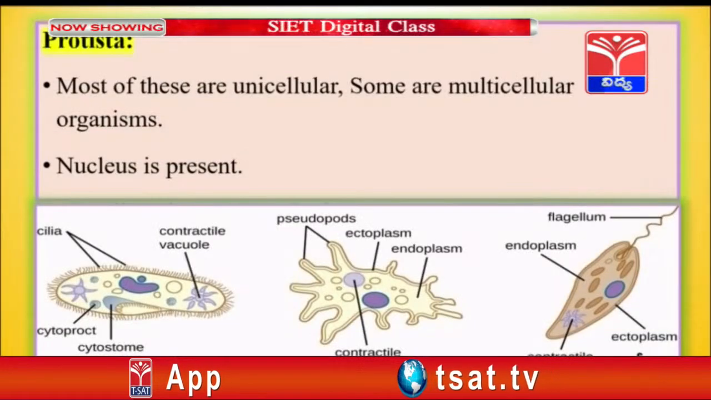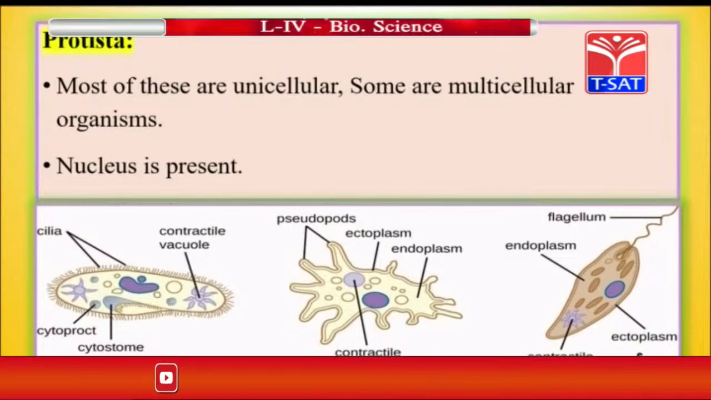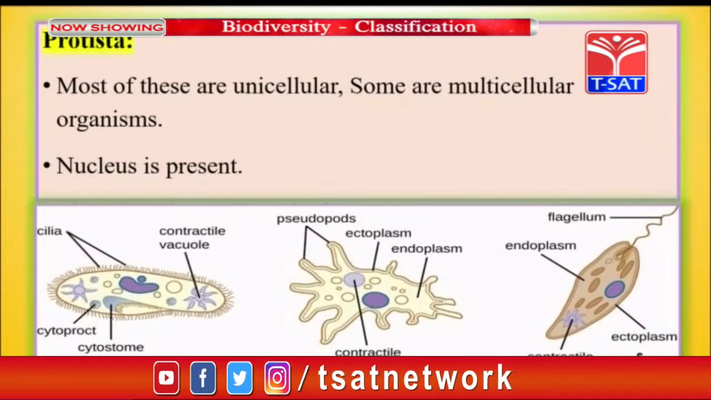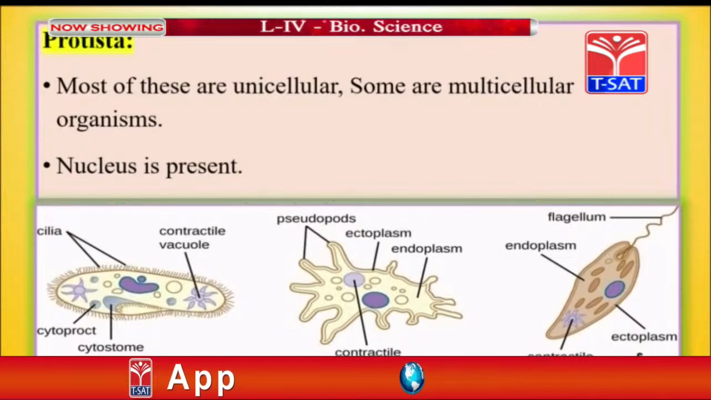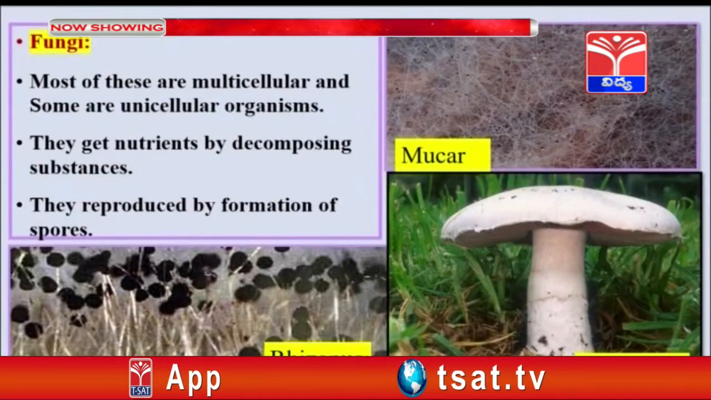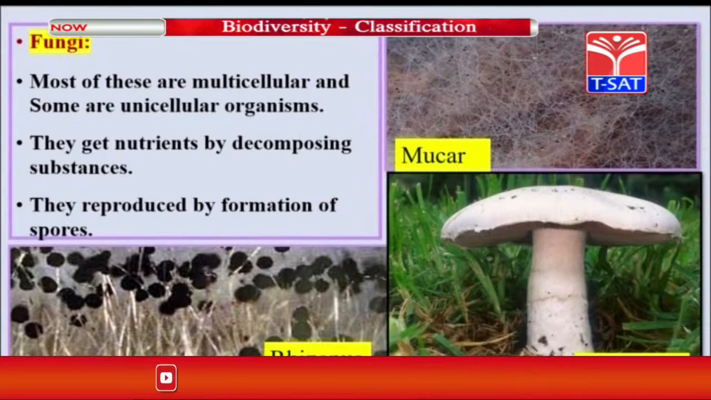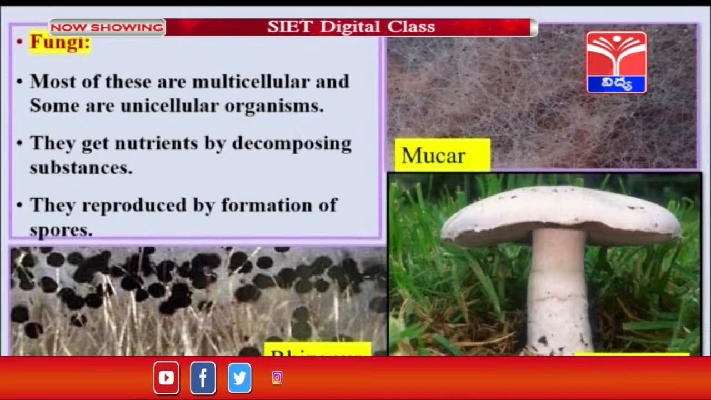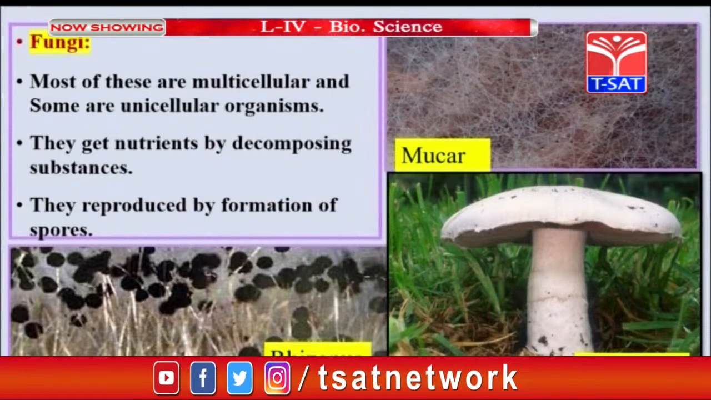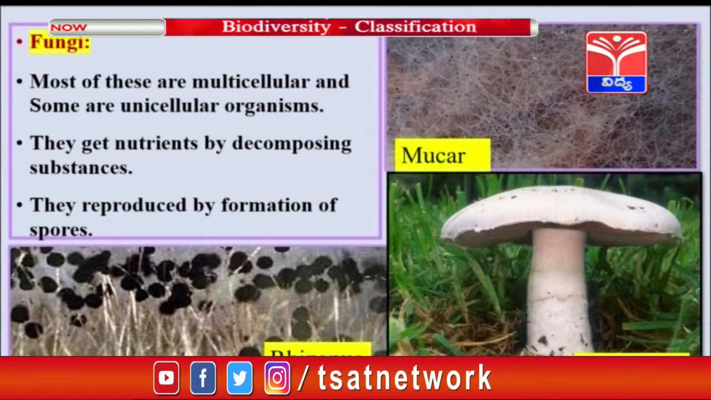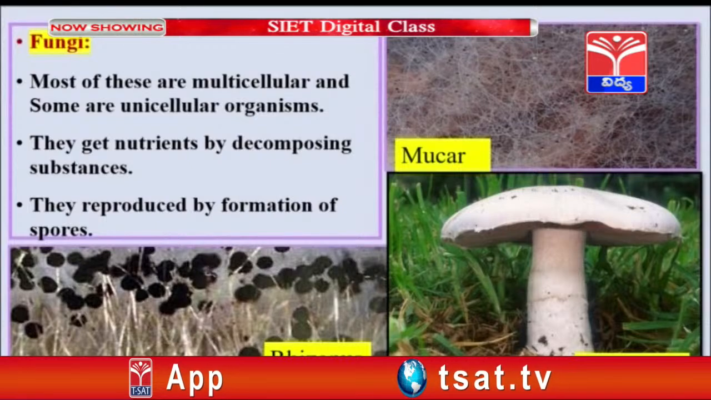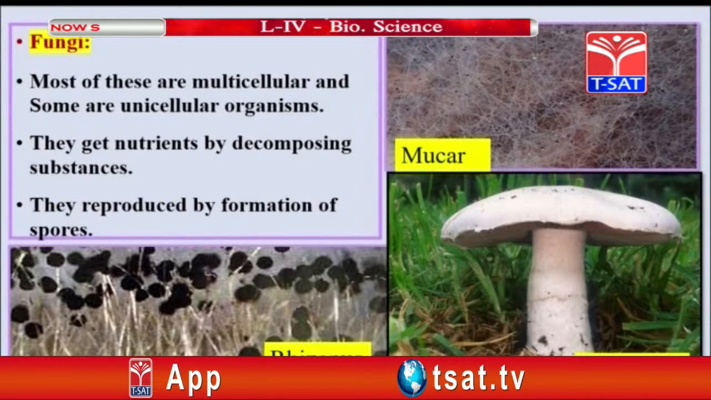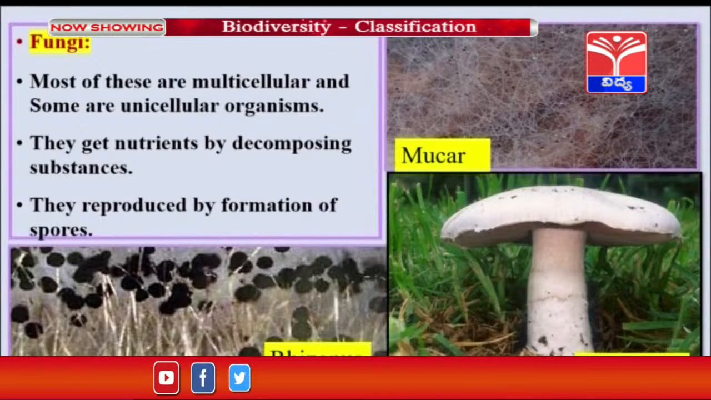When we look at the characteristic features of Protista organisms, most of these are unicellular, some are multicellular organisms. Nucleus is present in these cells. These organisms perform different functions with the nucleus. Fungi: most of these are multicellular and some are unicellular organisms. They get nutrients by decomposing substances, especially the organic matter present in plants and animals. They reproduce by formation of spores. Examples for fungi are Mucor, Rhizopus, and Agaricus.